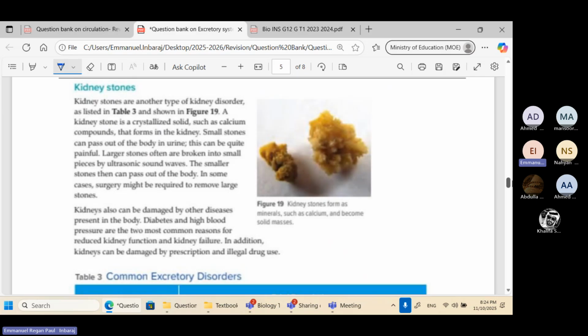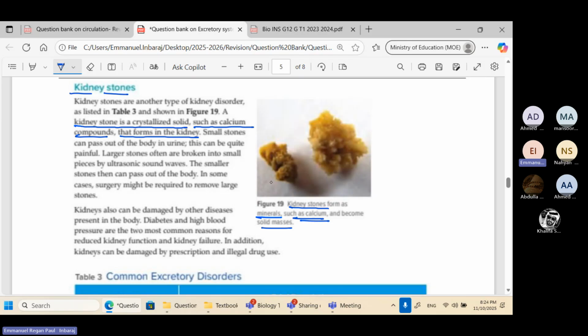A very important one is kidney stones. These kidney stones form as minerals such as calcium. This is the important one here, so they will ask you about it. What is a kidney stone? A kidney stone is a crystallized solid, such as a calcium compound, that forms in the kidney. So in your kidney, the calcium in your body will form a crystallized solid, and these solids are called kidney stones.